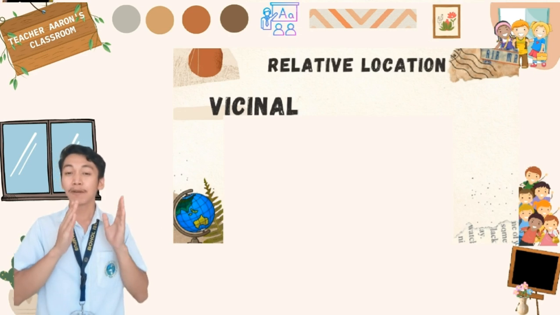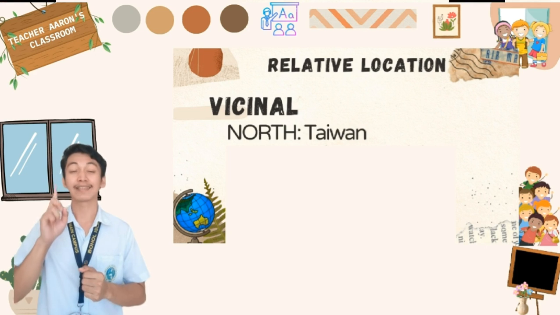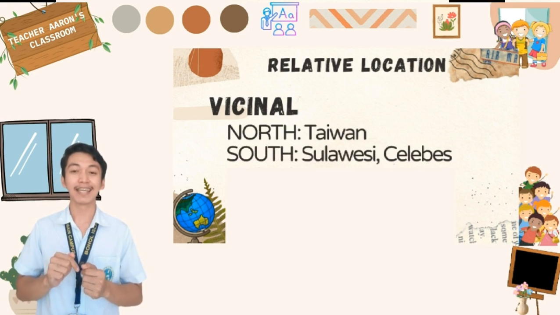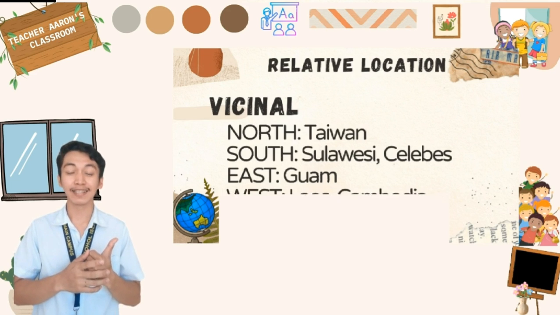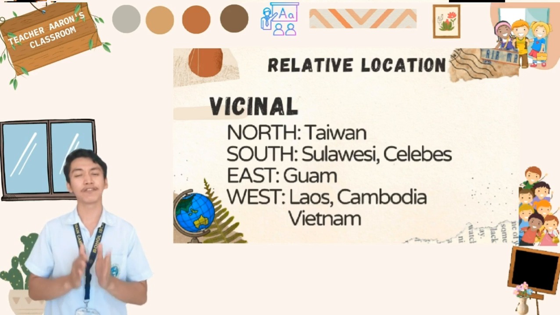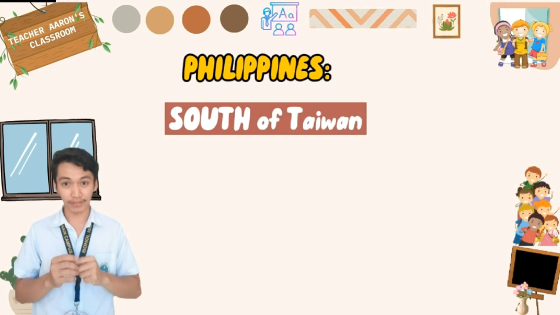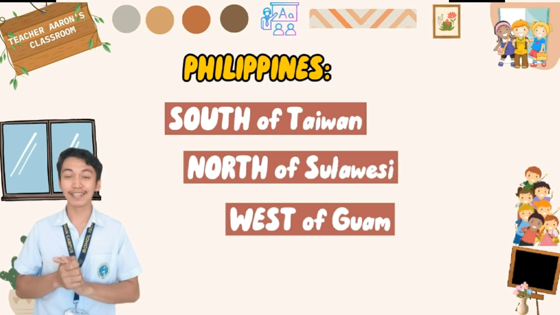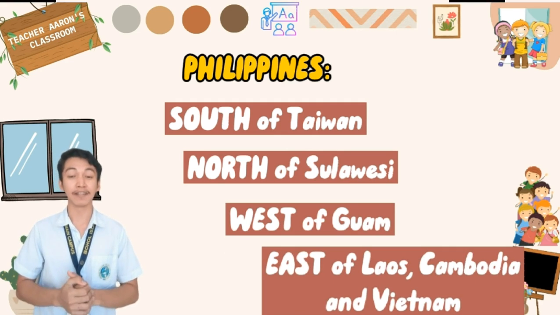So this is describing location in relation to surrounding landforms. So what landforms or islands can be found around the Philippines? North, Taiwan. On south, the Sulawesi or Celebes. On east, Guam. And on west, Laos, Cambodia, and Vietnam. So we can say that the Philippines is south of Taiwan, north of Sulawesi, west of Guam, and east of Laos, Cambodia, and Vietnam.